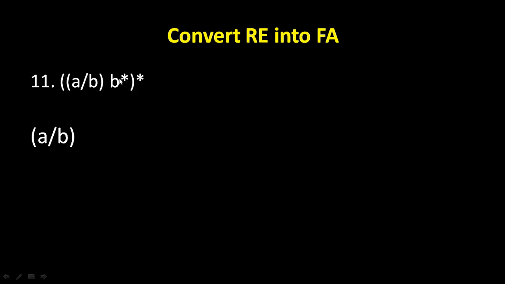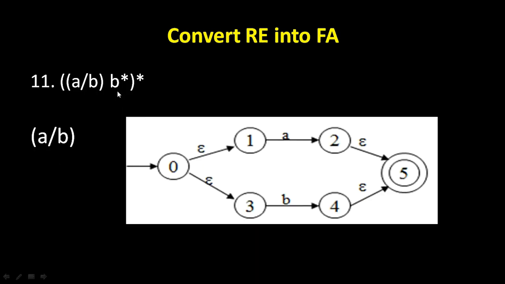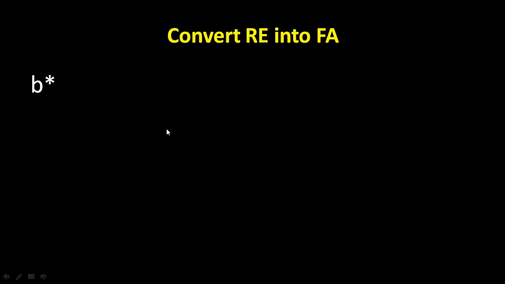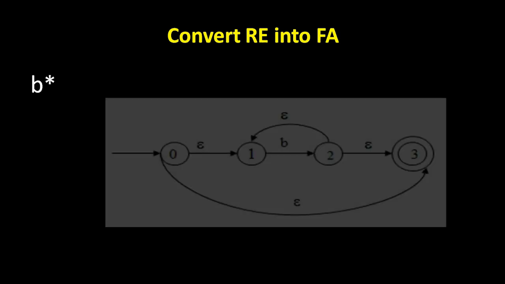So this is the complex regular expression. First we draw the simple individual parts. First we can take A or B. We know how to draw a transition diagram for A or B. So it should be like this. Then we can draw the B star separately. So the B star transition diagram looks like this.